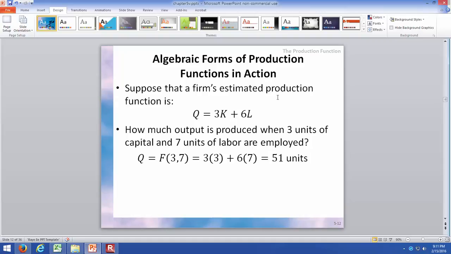Suppose that a firm's estimated production function is given by Q equals 3K plus 6L. How much output is produced when 3 units of capital and 7 units of labor are employed? Basically all that we are doing here is, for this production function, substituting the amount of capital and the amount of labor. So 3 is the constant, K here is 3 also, 6 is the constant for labor, and the amount of labor is 7. So that gives you an output of 51 units.